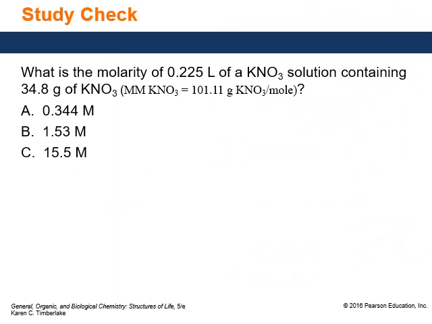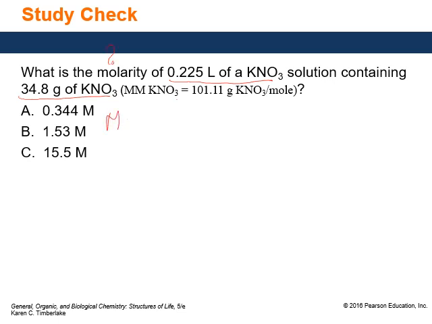For instance, right here, the question is saying what is the molarity of 0.225 liters of KNO3 solution, potassium nitrate solution, containing 34.8 grams of potassium nitrate. The molar mass of potassium nitrate is given to you. It is 101.11 grams per mole. So the question is, what is molarity? So I need to solve for molarity.